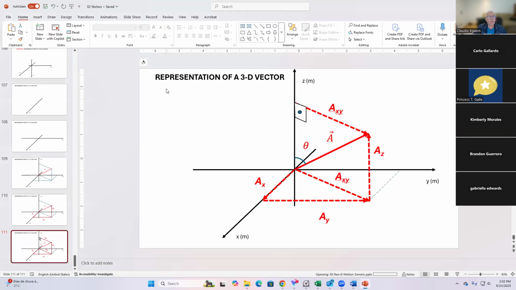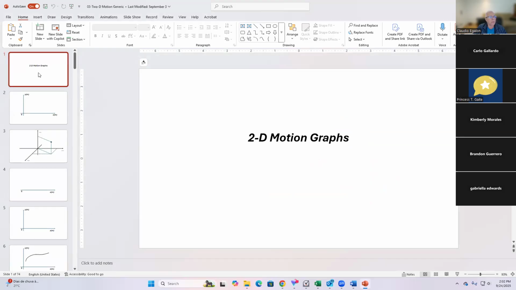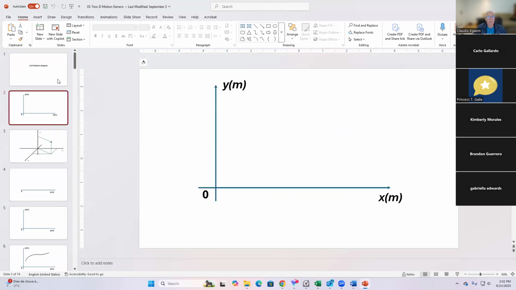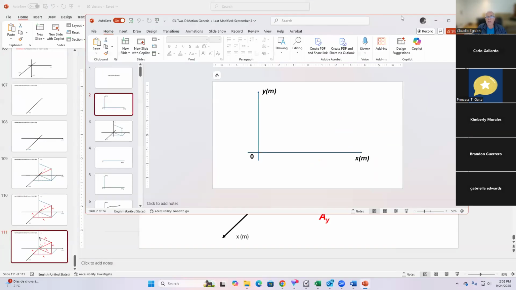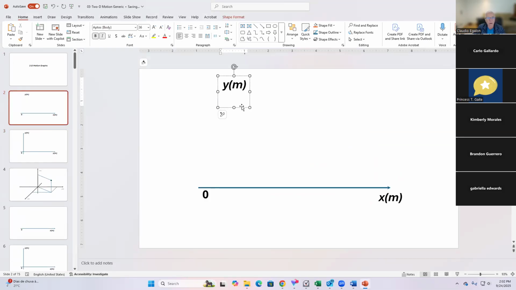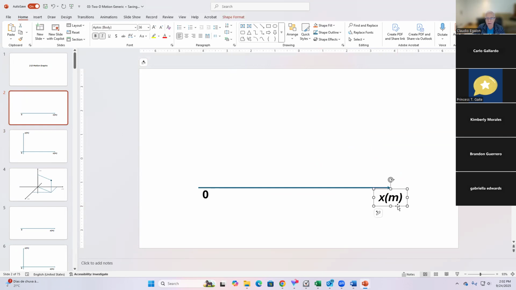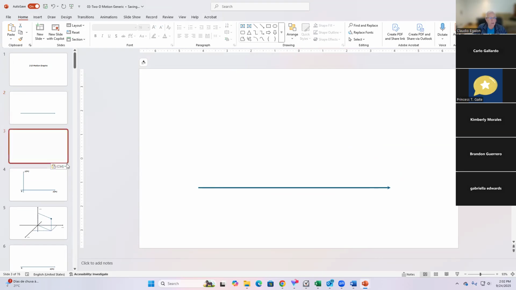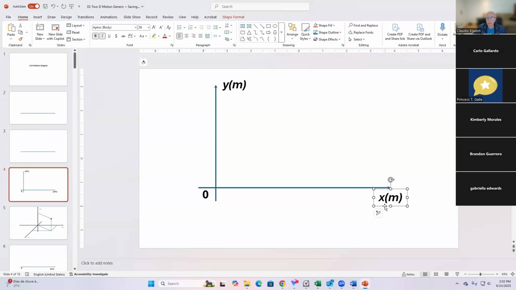Here you go, 2D motion graph. Okay. So in order for you to describe the two-dimensional motion, you must have, first of all, an x-axis, right? And because it's two-dimensional motion, you have to come up with a y-axis as well. And that's what we have here.